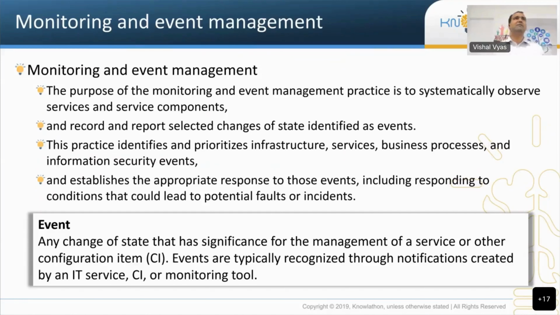Monitoring and event management. The purpose of the monitoring and event management practice is to systematically observe services and service components, and record and report any changes in the state of those components.